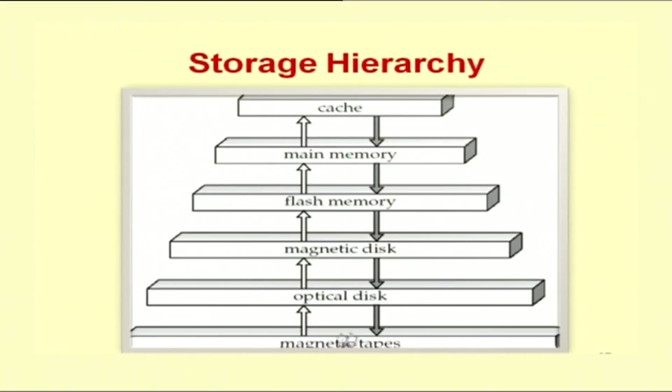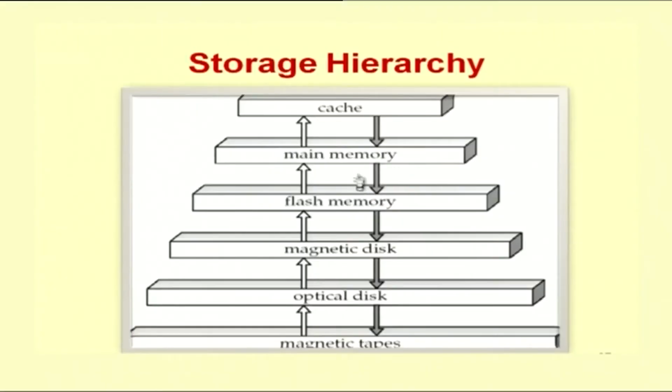So, this is a typical storage hierarchy where you have the lowest one, the magnetic tape, at the bottom of the hierarchy, then you have the optical disk, then the magnetic disk, then the flash memory, then the main memory, and then the cache. Now, why is this storage hierarchy very important for database managers? Because flash memory, main memory and cache are volatile, or at least main memory and cache are very volatile, but cache is faster than main memory.